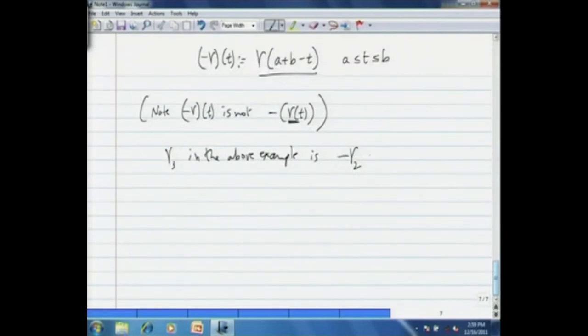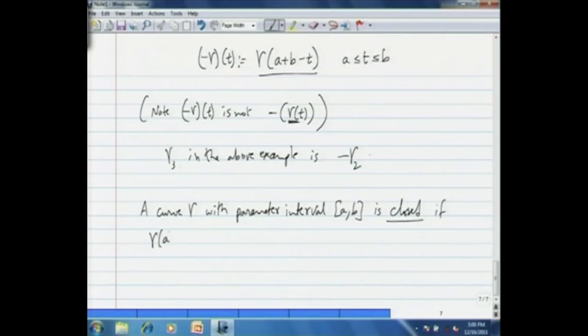So, we want to make some more definitions here, some more terminology is due. A curve gamma with parameter interval a b is closed, we want to call it closed, if gamma of a is equal to gamma of b, that is, its initial point in the complex plane is equal to the final point.